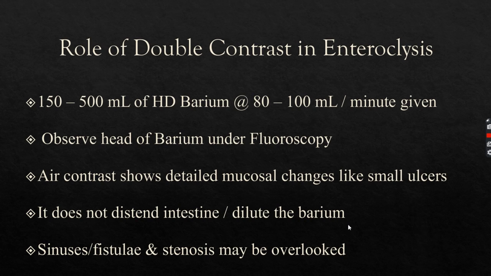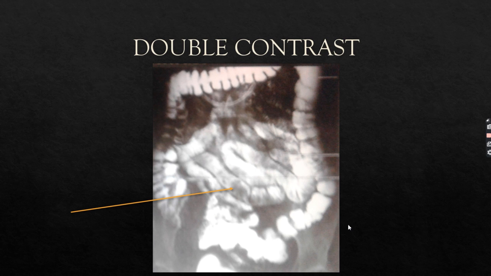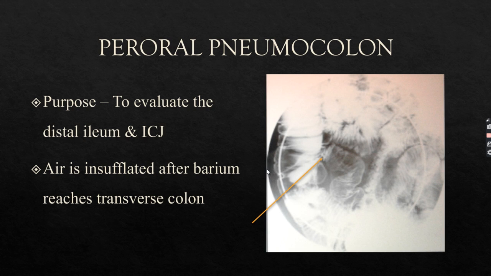Sinuses, fistulae, and stenosis may be overlooked. Why? Because it is not distending the intestine in double contrast. It is good for mucosal lesions. Here you can see this is double contrast. This is transverse colon. This is cecum. This is the left side colon. This is sigmoid colon. And this is the ileum and here jejunum. In the double contrast, you can see the barium as well as the air, the black area.